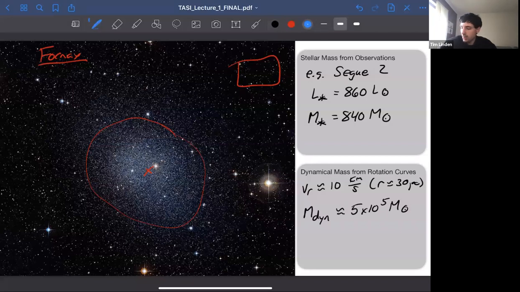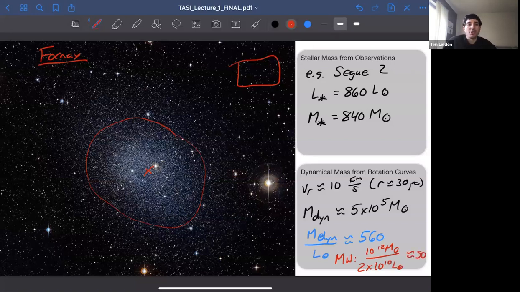So you get what we call a mass to light ratio, which is one of the more interesting measurements you can do here. The dynamical mass divided by the luminosity of the system is around 560. For comparison, the total mass of the Milky Way is around 10 to the 12 solar masses. Sorry, this is a little small to see. And it's about 2 times 10 to the 10 solar luminosities. So it's around 50 in the Milky Way, which tells you how dominant dark matter is in this system. So dwarf galaxies are extremely dark matter dominated.